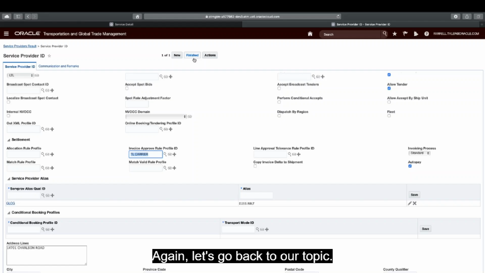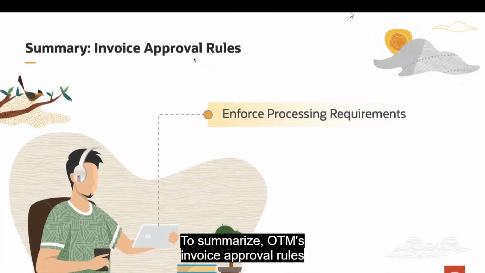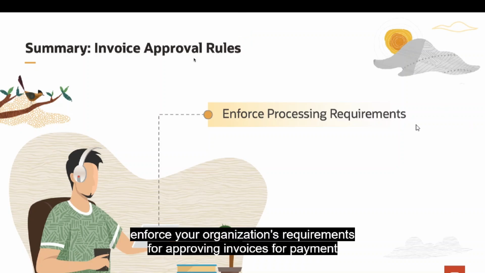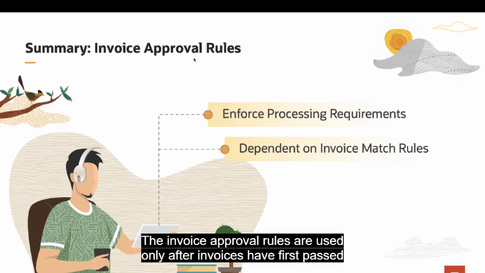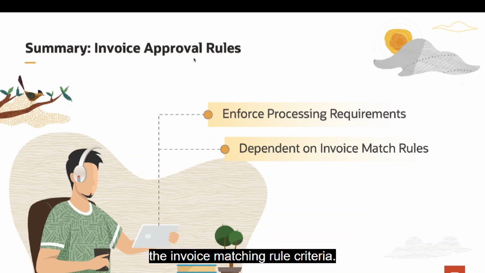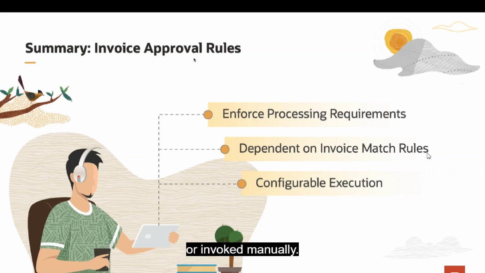Again, let's go back to our topic. To summarize, OTM's invoice approval rules enforce your organization's requirements for approving invoices for payment by ensuring that user-defined thresholds have been satisfied. The invoice approval rules are used only after invoices have first passed the invoice matching rule criteria. Additionally, these rules can be executed automatically or invoked manually.